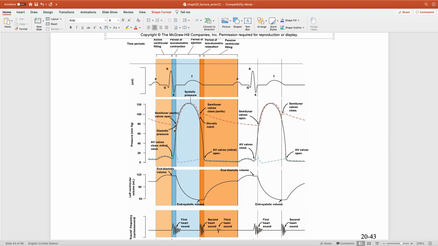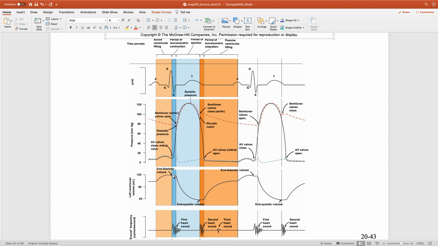All four valves at this point are closed up. All we're doing at this point is building up pressure to open the aortic valve on the left side. We're building up pressure to open the pulmonic valve on the right side. Again, since nothing's moving, all four valves are closed.